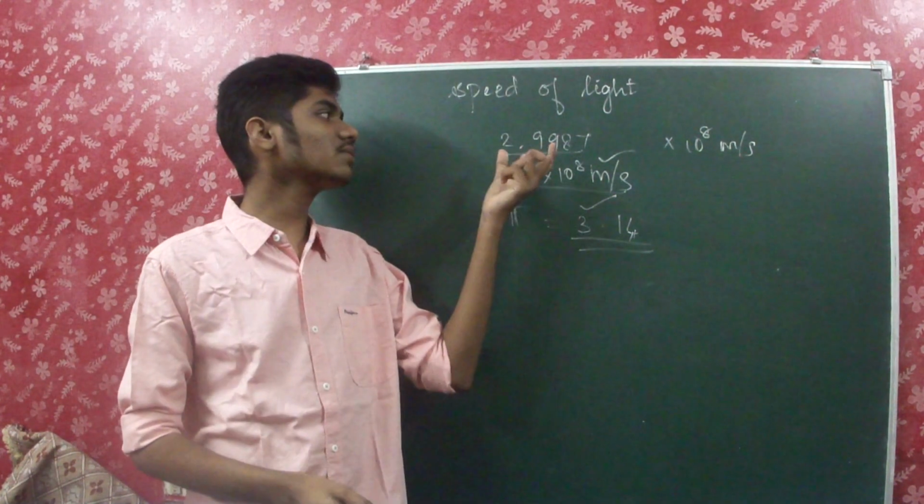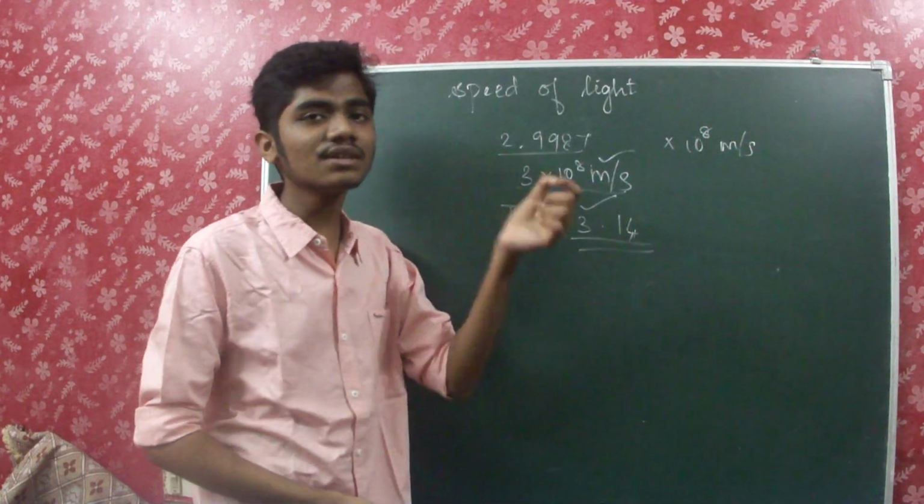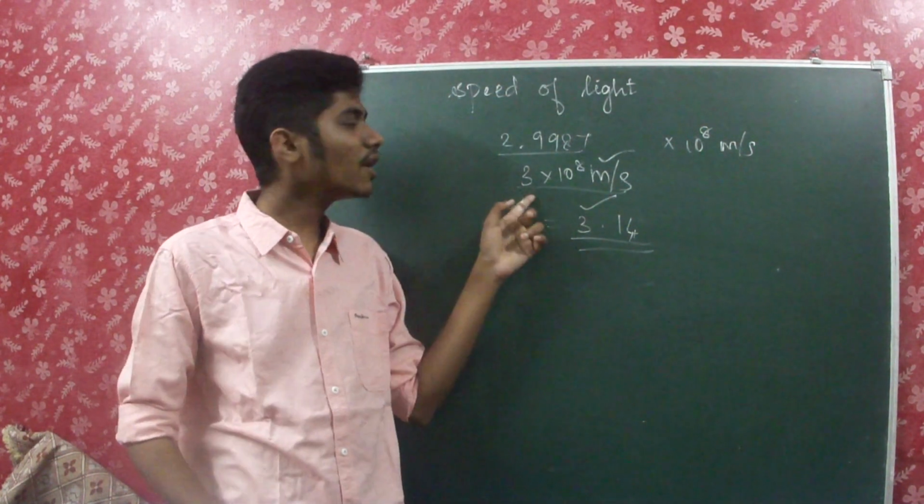So if you want to substitute a number, is 2.99876 into 10 power 8 easier, or 3 into 10 power 8 easier? Of course this is easier.